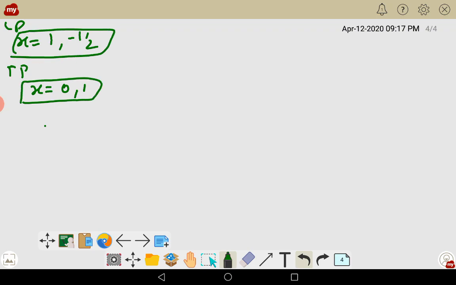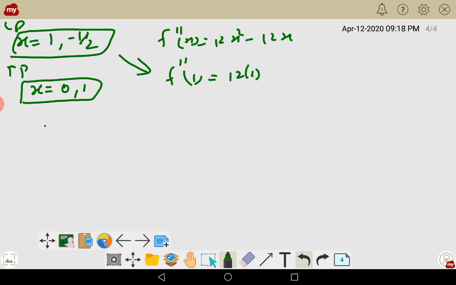Remember this one. Now, second derivative f double dash of x is 12x square minus 12x. So f double dash of 1, the critical point, what is the second derivative? If the second derivative is positive, you get minimum. If the second derivative is negative, you will get maximum. So at 1, you will get 12 into 1 minus 12. It is 0, neither positive nor negative. So no maximum, no minimum.